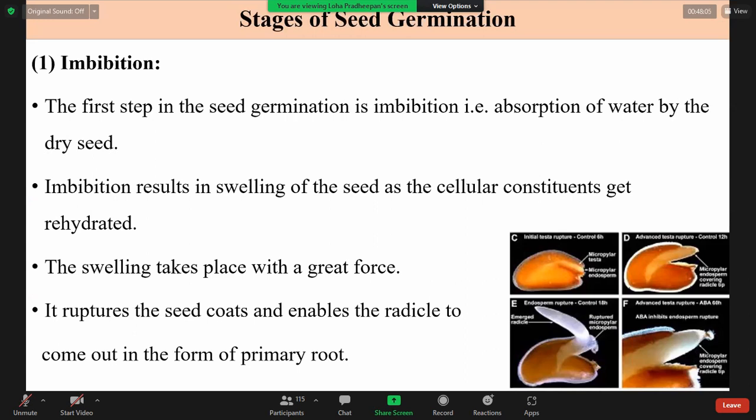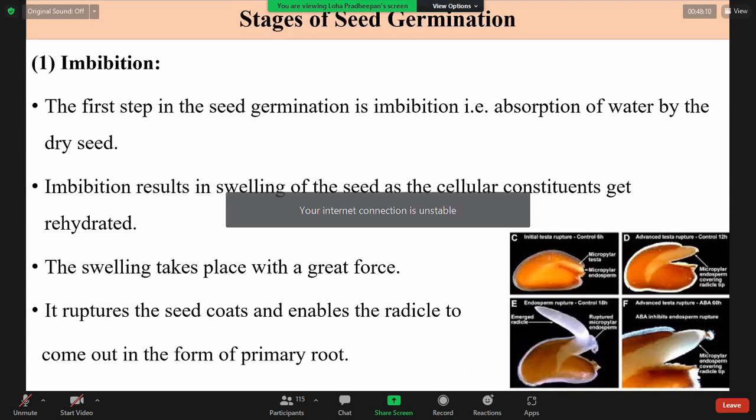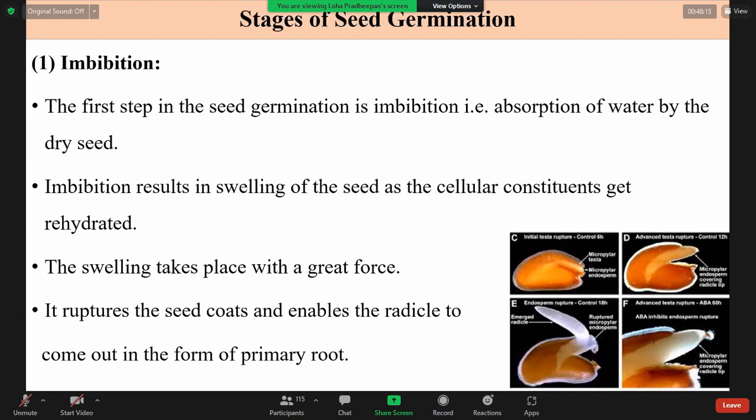will help or enable the radicle, the root part, to push out, that is rupture the seed coat. That means it breaks the seed coat and tries to push up the root. So that root we are calling the primary root. So as we see, the root portion first.